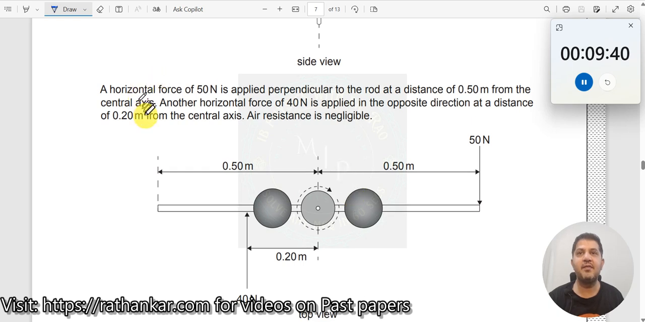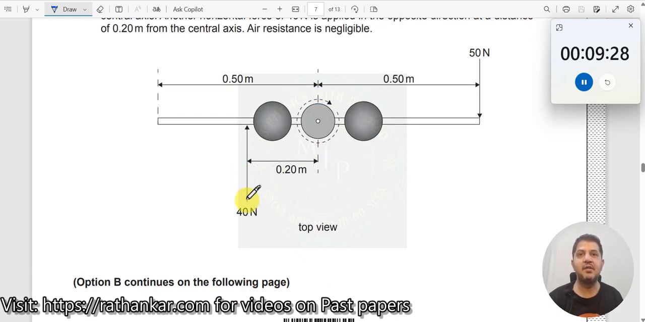Now the horizontal force of 50 Newton is applied perpendicular to the rod at a distance of 0.5 meter. Okay, 50 Newton is applied here, and another horizontal force of 40 Newton is applied in the opposite direction from the central axis. Air resistance is negligible. Okay, so one force is acting like this, one force is acting like this over here, the other force is acting downward like this. Okay, and then as a result of it, what can happen? If you have an object like this, you apply a force here, you apply a force here, this can now rotate like this. That's possible.